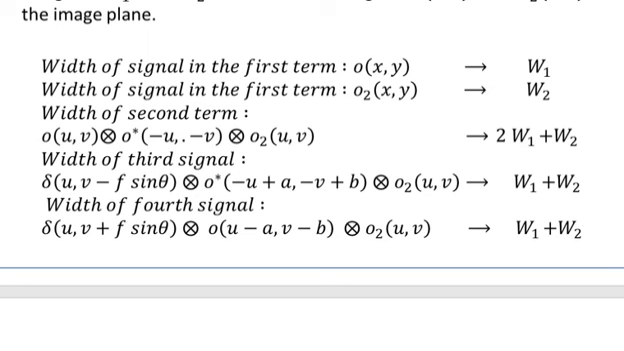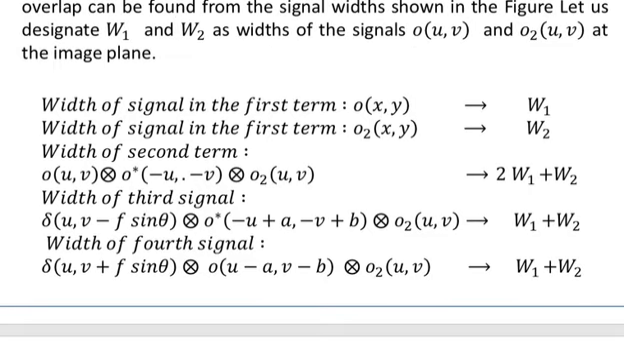And similarly, the width of the fourth term is this one. This is the fourth term. Again, it involves two terms, O and O2. So the maximum width would be W1 plus W2. So we have the total width: the width of the second term that we have written over here is 2W1 plus W2, and the width of the third term we have written W1 plus W2. The width of the fourth term we have written W1 plus W2.